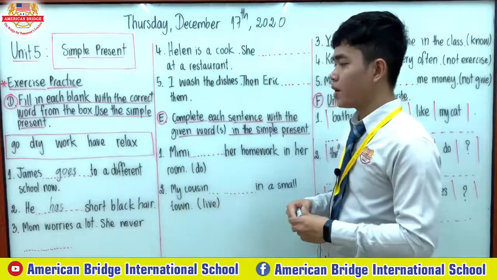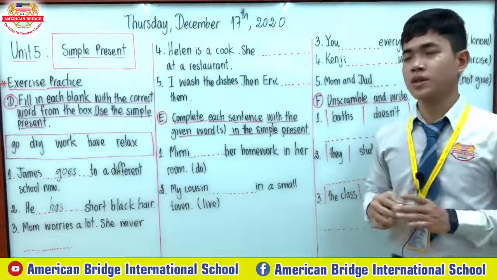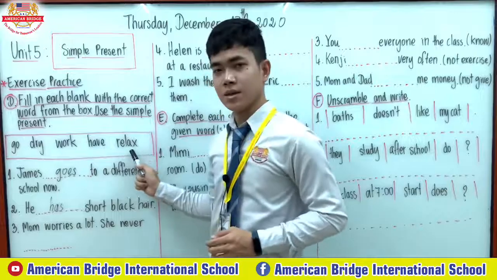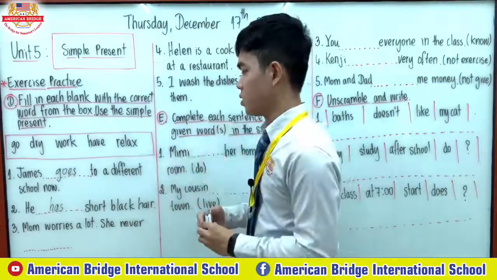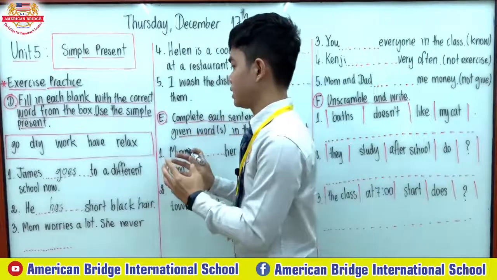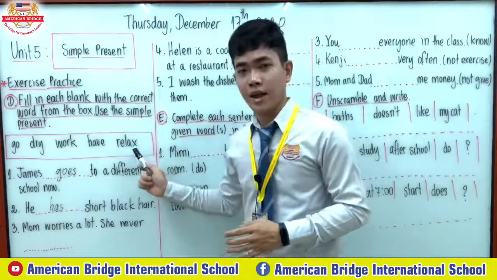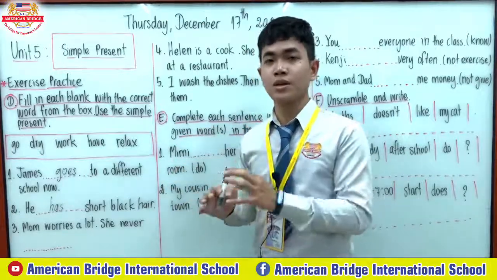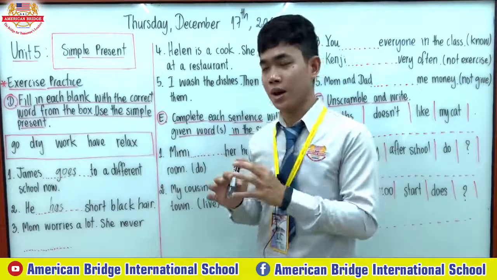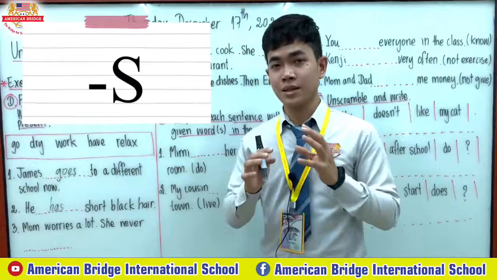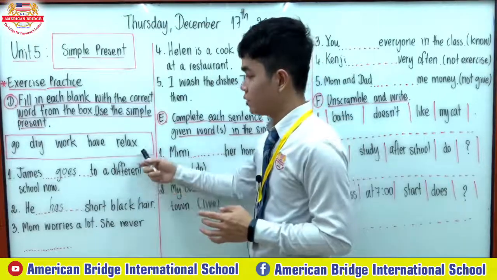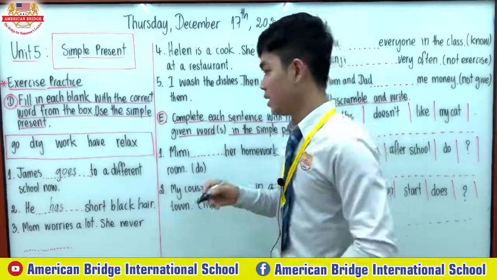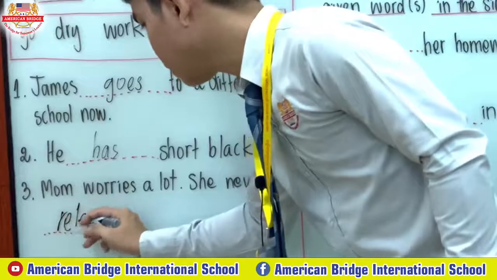Number three is: Mom worries a lot. She never try, she never work, she never relax. Which one, everyone? The word relax is the correct one, right? But look at the verb relax, everyone. It ends with the letter x. Any verb used with a singular subject like he, she, or it, we need to add s, es, or ies. But for this verb, it ends with x, so you have to add only es. So it goes to relaxes.